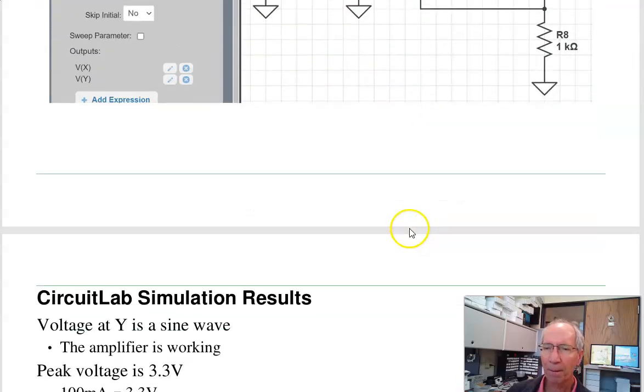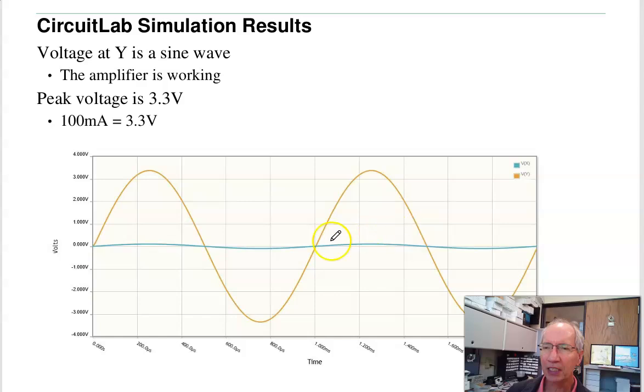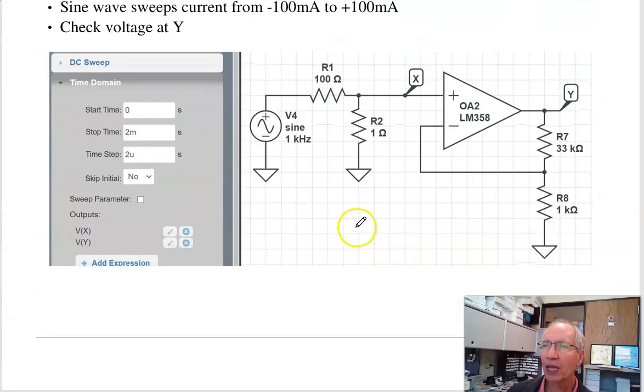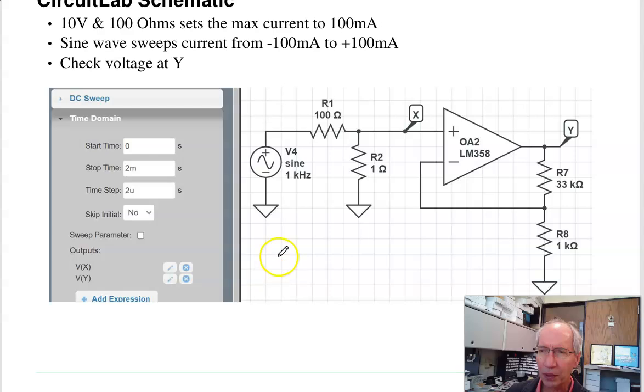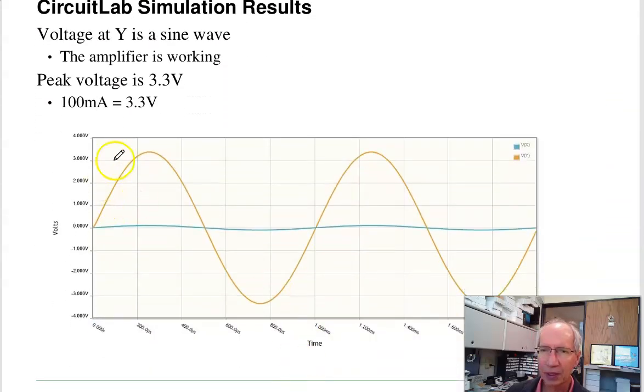Plot X and Y. And what you see is that X is basically 0, no change. Well, very, very small. Here's the output. It's going plus or minus 3.3 volts, as you expect. And again, the reason for the 100 ohms is if this is a 1 volt sine wave, this is a 10 volt sine wave, the current goes plus minus 100 milliamps, should give me the 3.3 volts out.